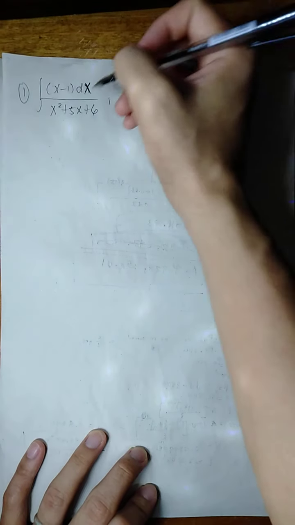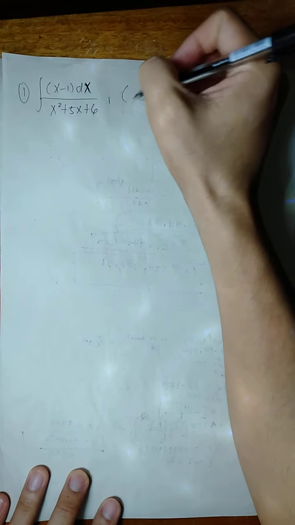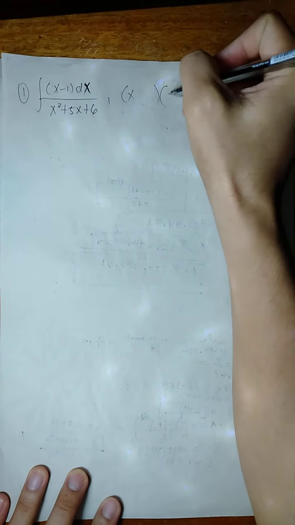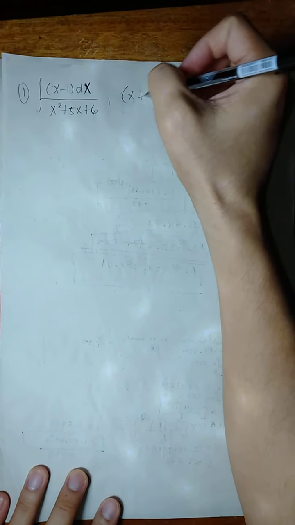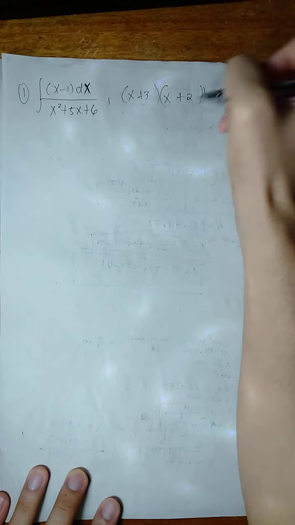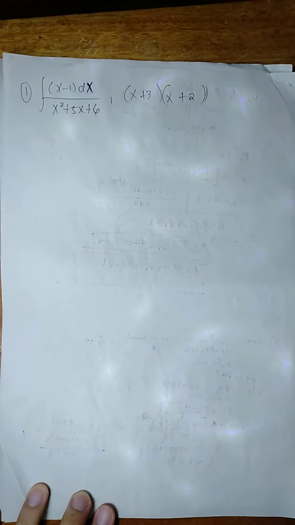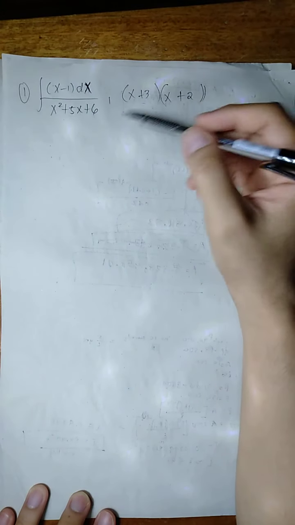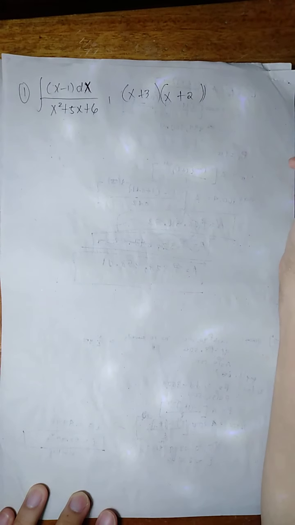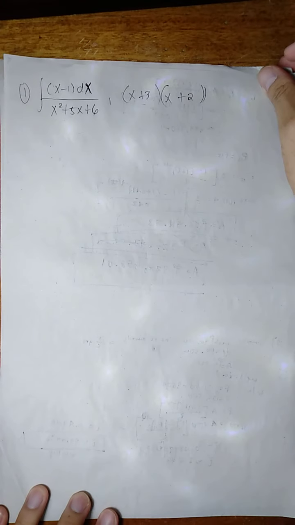So what are its factors? The denominator is factorable to the product of 6 that would give you 5 when added. That's plus 3 and plus 2. We notice these two factors are distinct and linear. So it falls under case number 1, a distinct linear factor. So let's do it.